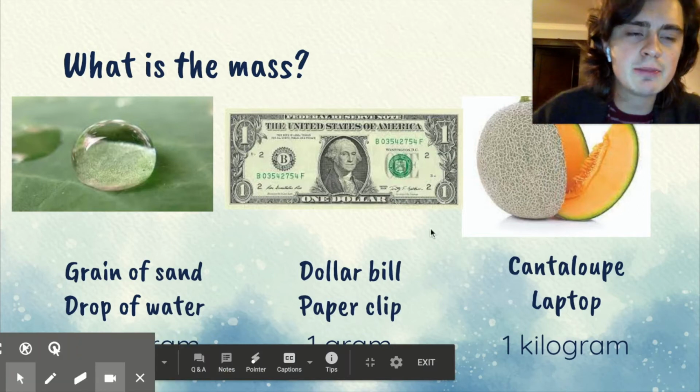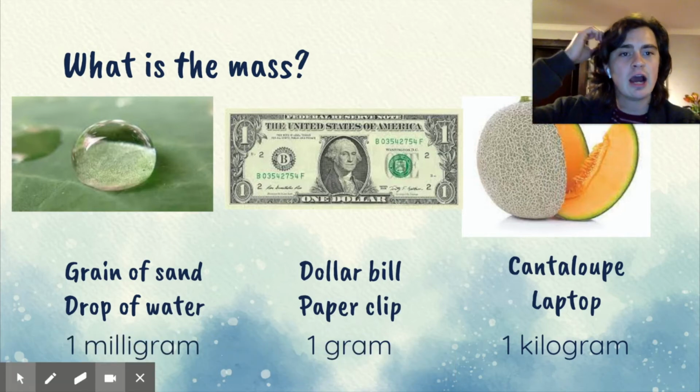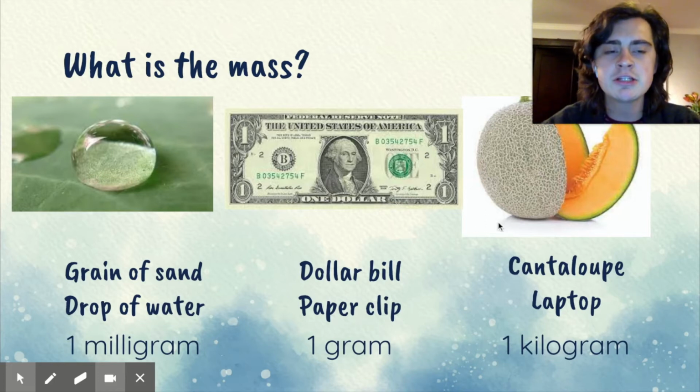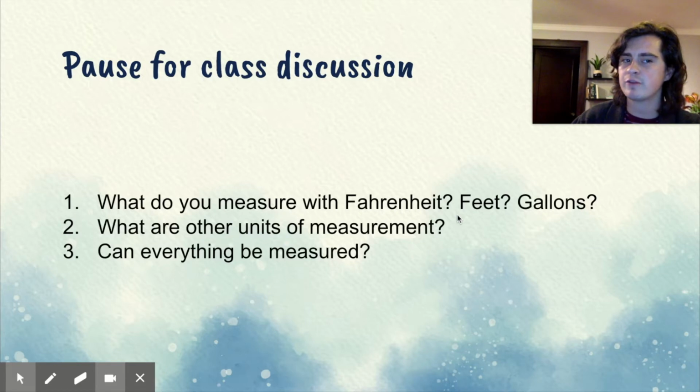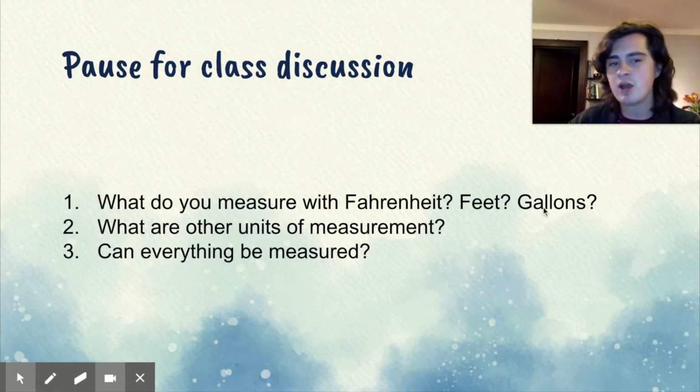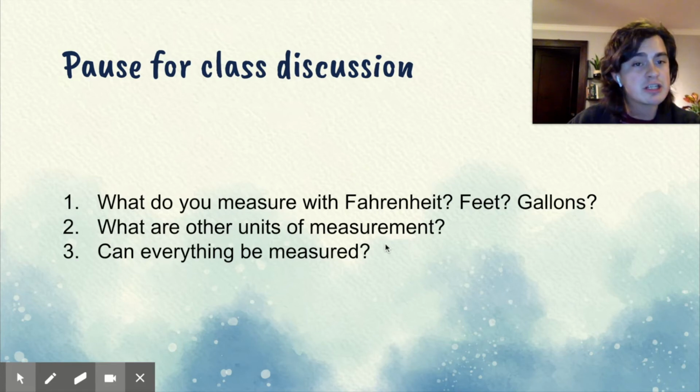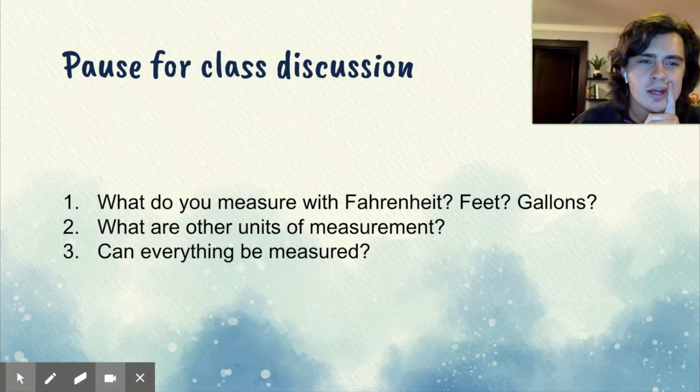So since we're really just talking about how we can measure different things, let's talk about measuring for a second. These are just some questions for class discussion. What do you measure with Fahrenheit? What do you measure with feet? What do you measure with gallons? What are some other units of measurement? So not Fahrenheit, not feet, not gallons. Are they customary? Are they metric? And the last question, very interesting, can everything be measured?